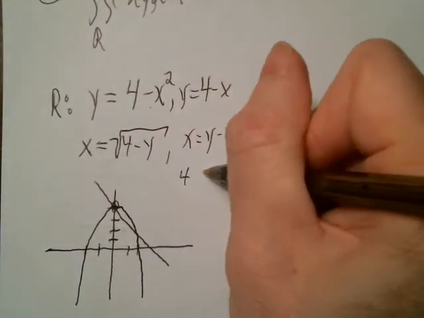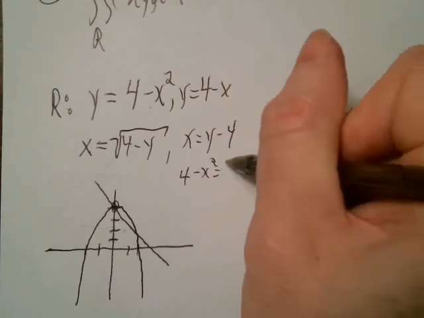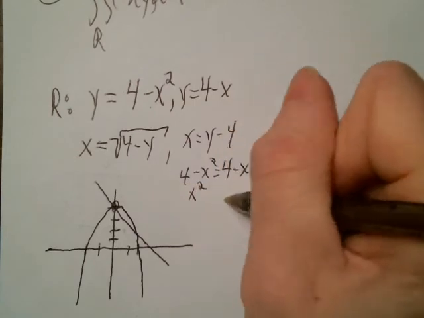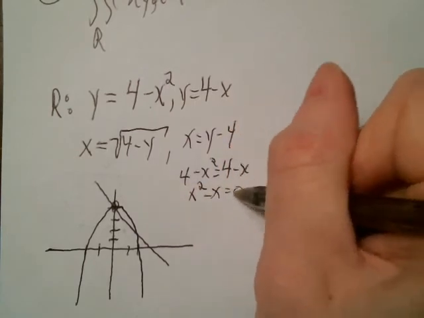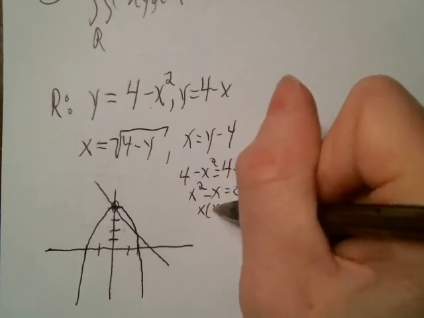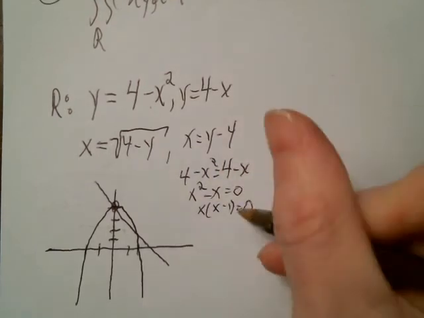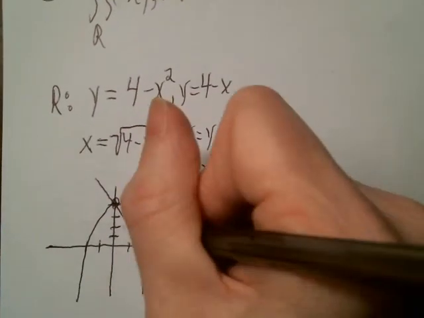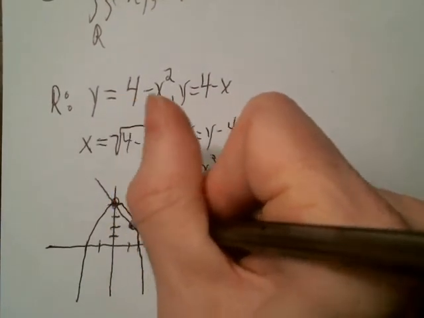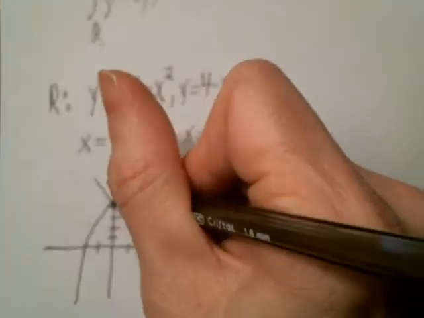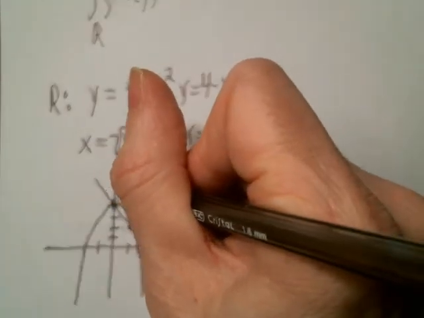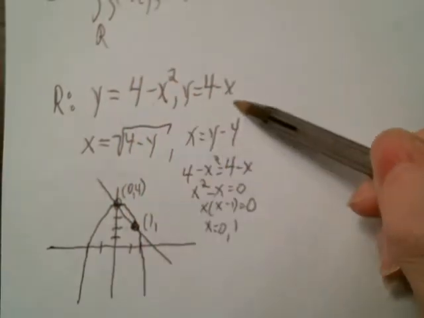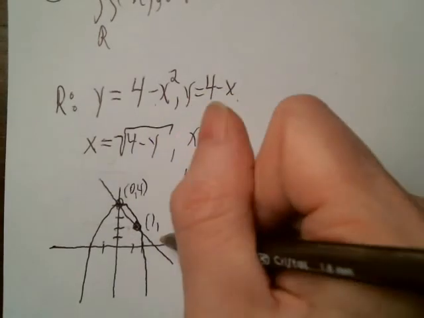Okay, so 4 minus x squared equals 4 minus x. And I'll have x squared minus x is 0, so x times x minus 1 is 0. So x is 0 and x is 1. Okay, so it should be a little bit over here more, and the location of these points will probably be helpful to know. This is at 0, 4, and this will be at 1. And if you plug 1 into this equation, 4 minus 1 is 3.